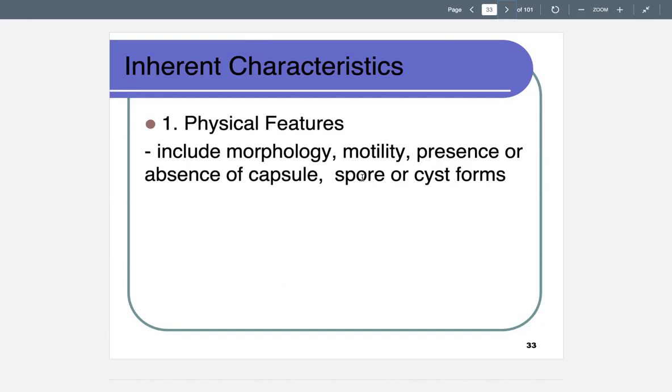Okay? And then meron din po yung spore or cyst forms. Etong spore na to class, parang ito yung pulbura.